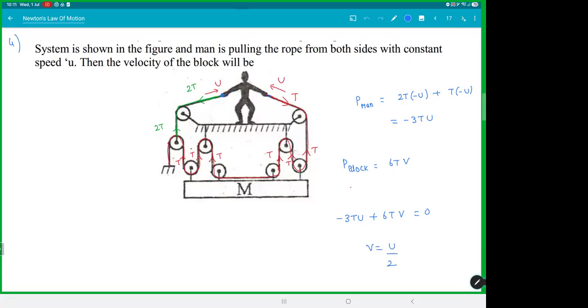So the most common mistake, right? People take both the sides T. So just be careful with that. The string is different.